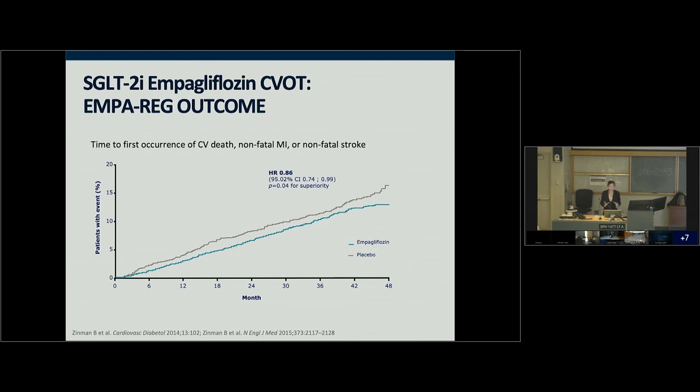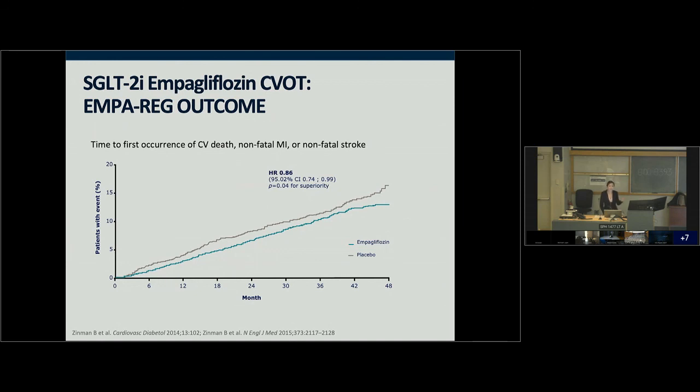And so one of the very first ones that came out that actually ended up showing cardiovascular benefit was the EMPA-REG outcome study, and that was looking at empagliflozin. So with empagliflozin, an SGLT2 inhibitor, they showed that empagliflozin was non-inferior in terms of cardiovascular events, but that it was superior for decreasing MACE, which for this study was cardiovascular death, MI, and stroke. And there was a relative risk reduction of about 14% compared to placebo.